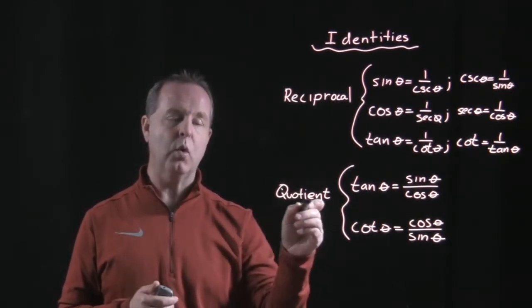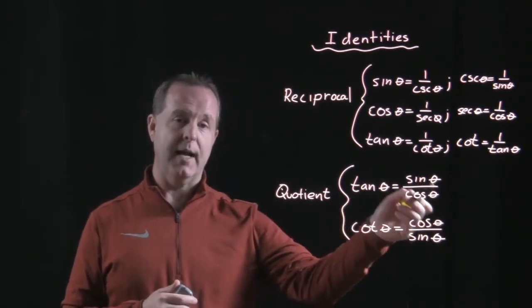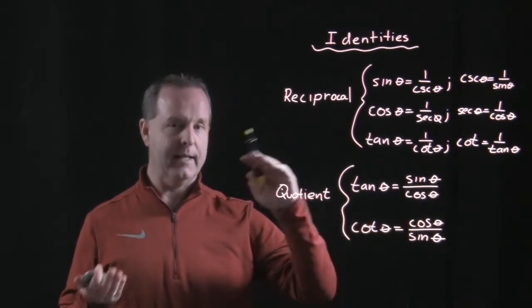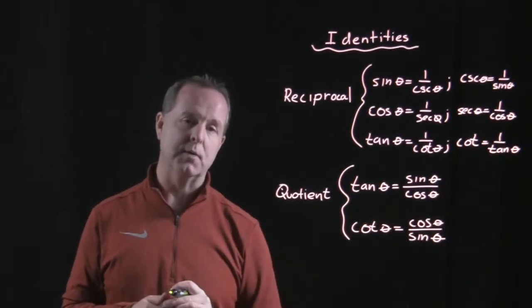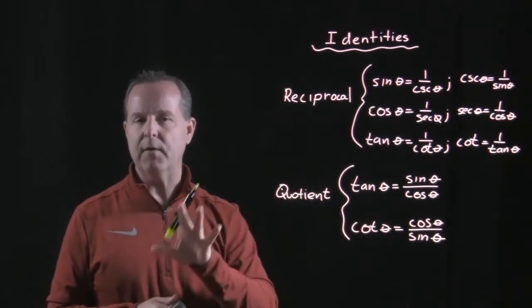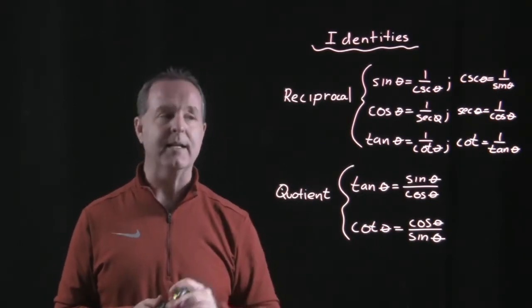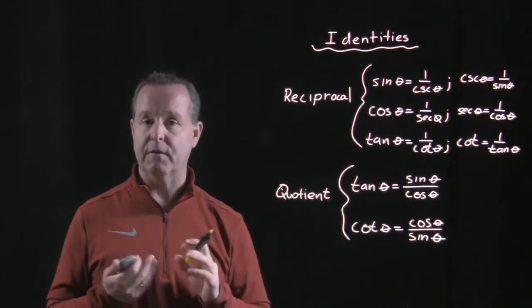We also have some quotient identities as well. Tangent also equals sine over cosine, and conversely, cotangent is cosine over sine. One of the benefits of this is that if we know the sine and cosine of any angle, then we can find the other remaining functions from that.